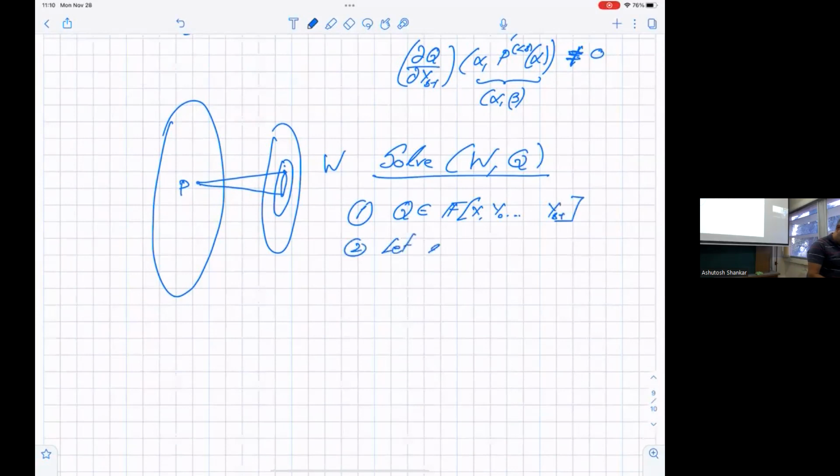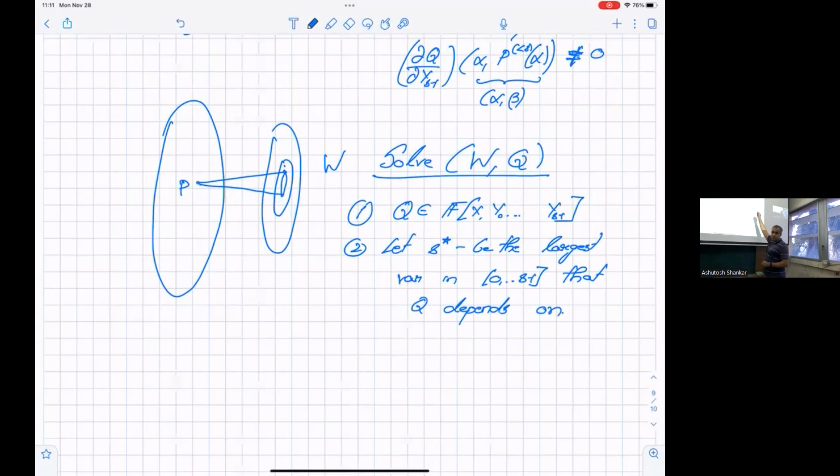Let S star be the largest variable in 0 to S minus 1 that Q depends on. It could be that Q does not depend on, even last time we had to do, we assume dou Q by dou y r, we did it. We assume that the function depends on y r. If it was not, we should have gone to the smaller, right? So here, the reason is that I'm going to get a recursive procedure, so I will make this explicit over here. So let S star be the largest variable in 0 to S minus 1 that Q depends on.